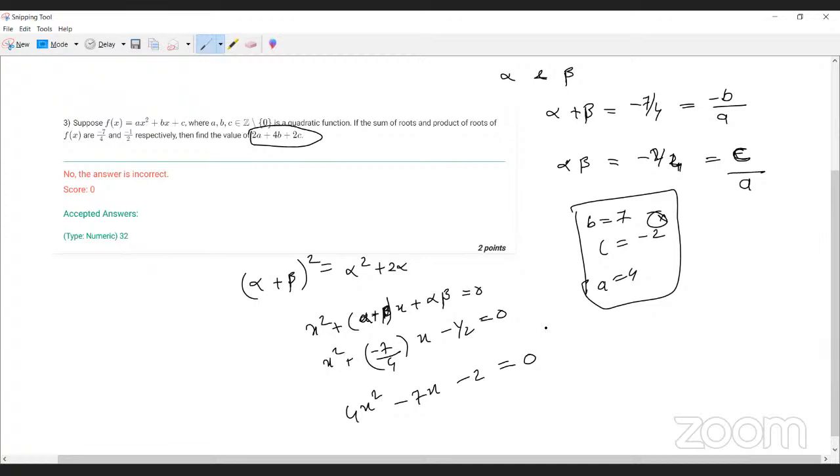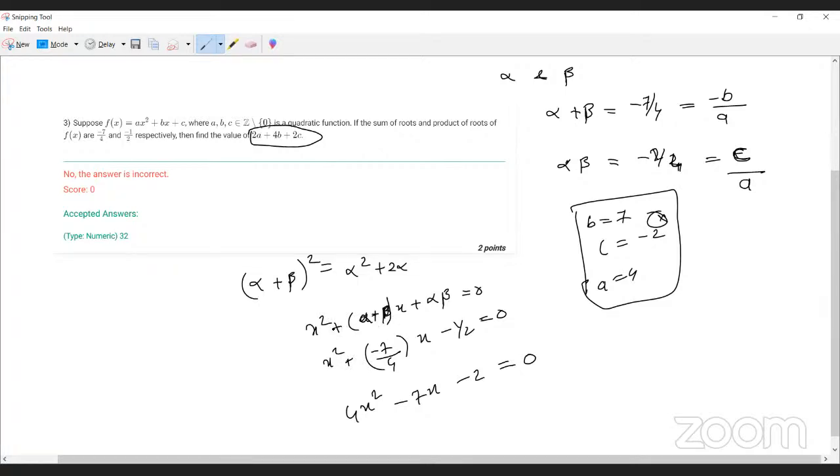Sir, I think in the formula there should be x square minus alpha plus beta x. Is the final correct? It is minus, not plus. Yes, sir, my bad. x square minus alpha plus beta x.